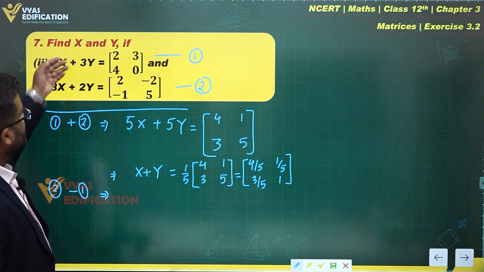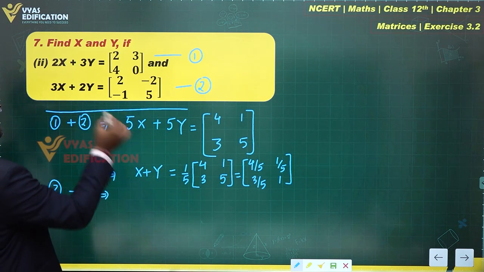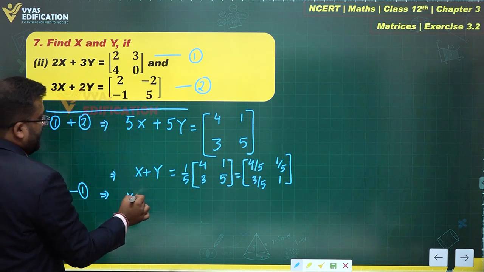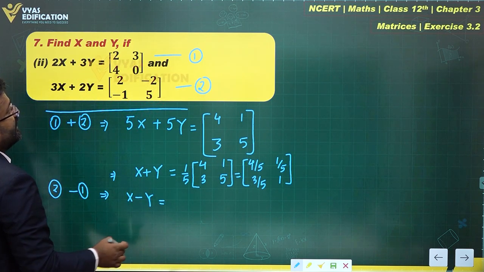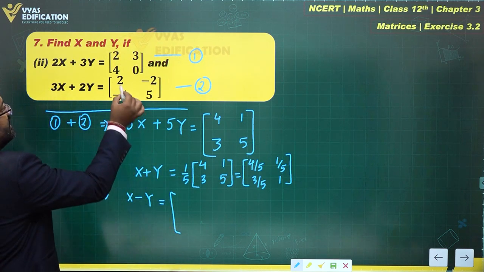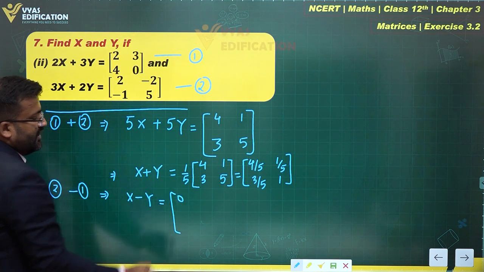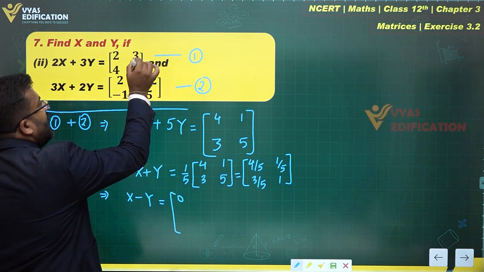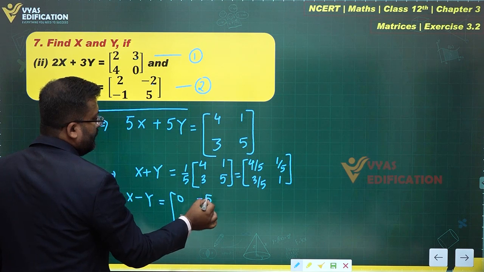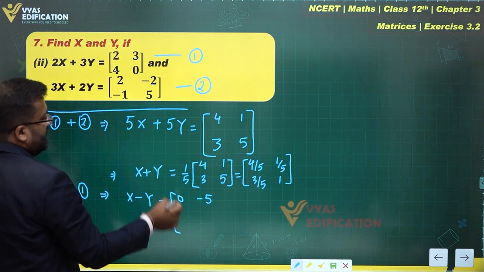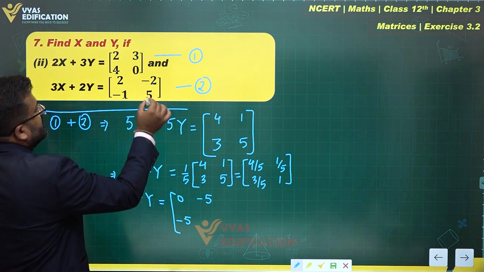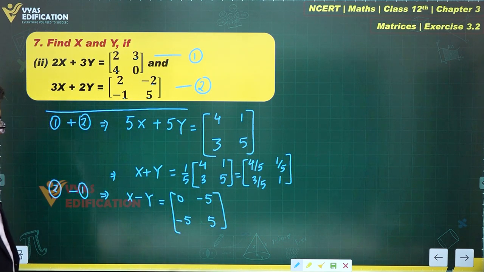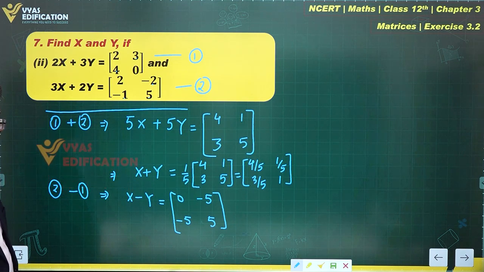So this minus this. Now what will I get in this case? This is 3x minus 2x, which will be x. This is 2y minus 3y, which will be minus y. And what you will get over here is this matrix. This is 2 minus 2, that will be 0. Corresponding terms get subtracted. This is minus 2 and minus 3, what will that be? Minus 5. This is minus 1 minus 4, which will be minus 5. This will be 5 minus 0, which is 5. This is the value of x minus y, as you can see over here.